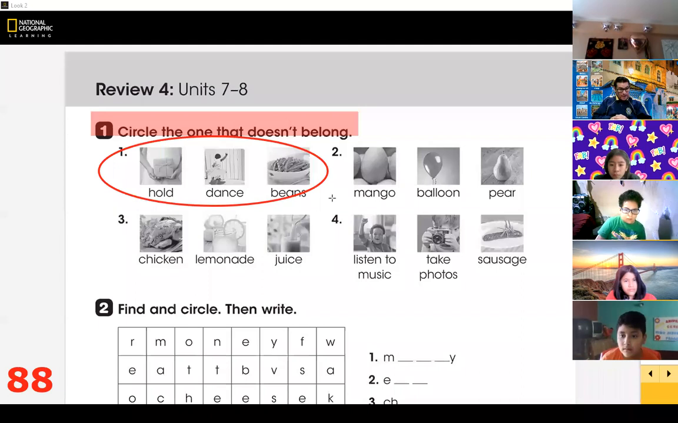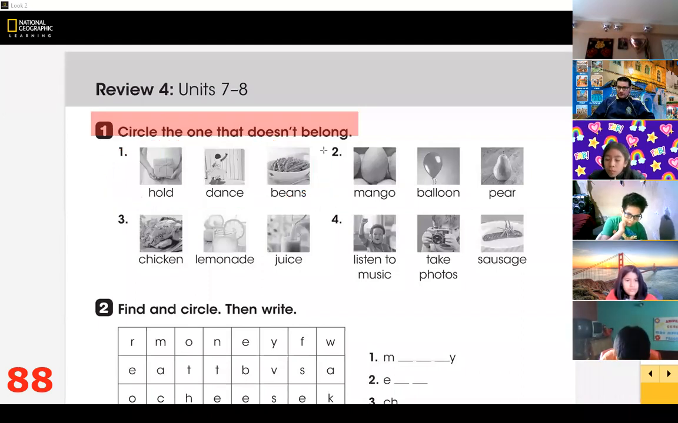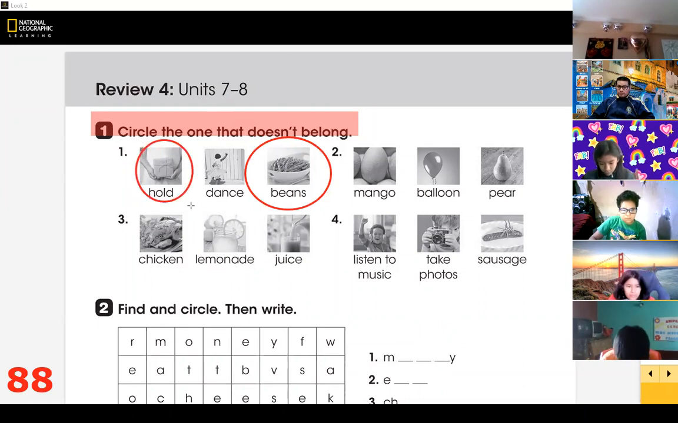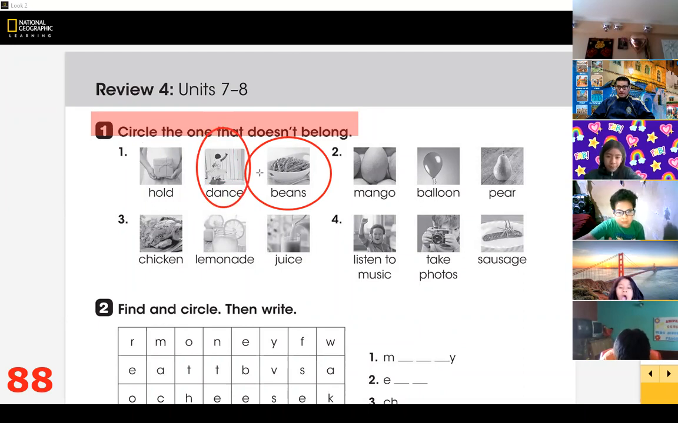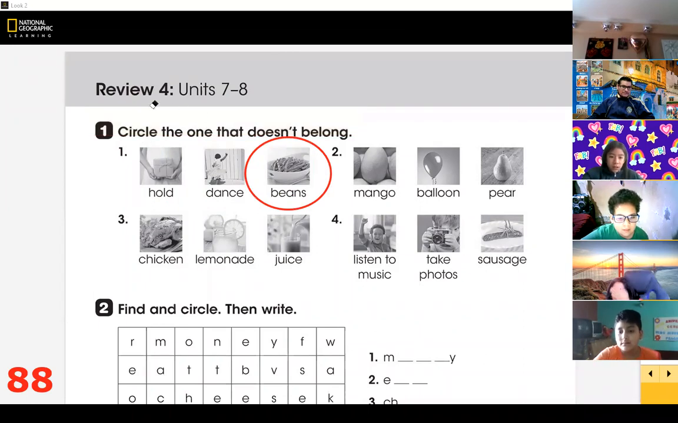Beans. Oh, great, right? What doesn't belong is beans. ¿Por qué beans, teacher? Hold es un verbo, sostener. Dance es otro verbo, sostener. ¿Y what is beans? Es un alimento, ¿verdad? Entonces, doesn't anything to do here. Okay, doesn't belong.